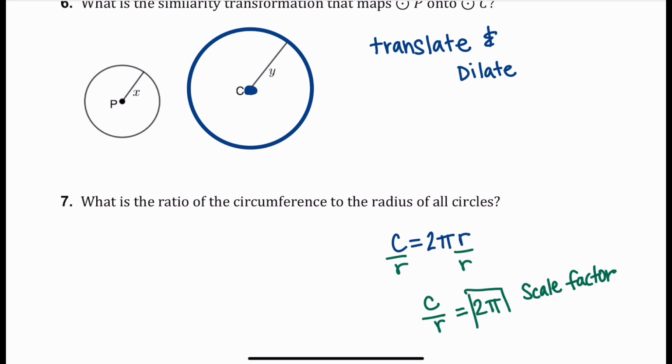It is 2 pi. Every time you take a circumference and divide it by the radius, you will always get 2 pi for every circle, which shows that it is similar because it's proportional to each other.